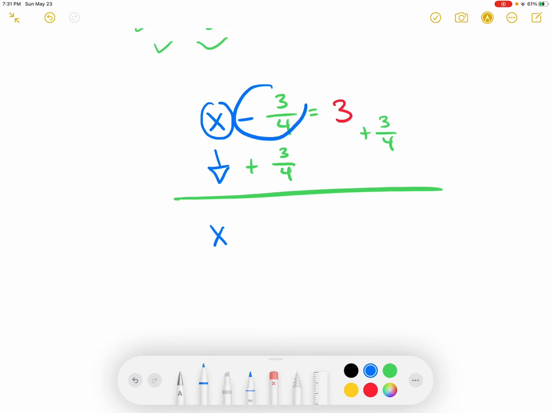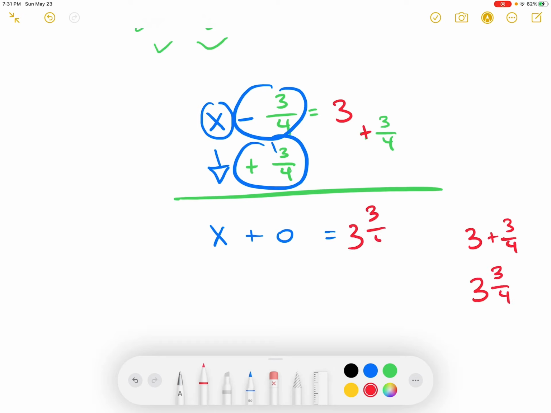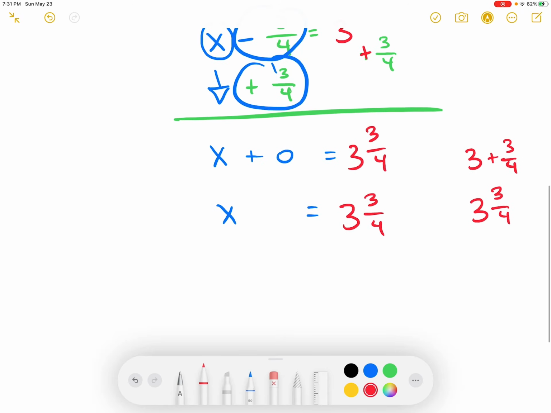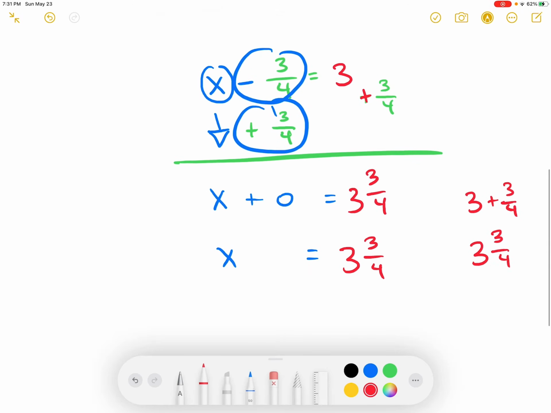And so we're going to get nothing happened to the x. A negative something plus its positive will get you 0. And then we have 3 and 3/4, right? So look at that. 3 plus 3/4 is literally 3 wholes and 3/4. So you get 3 and 3/4. So your final x value is x is equal to 3 and 3/4.